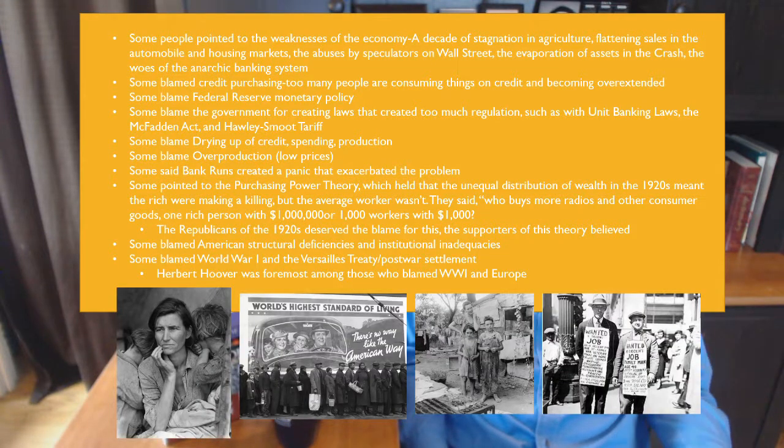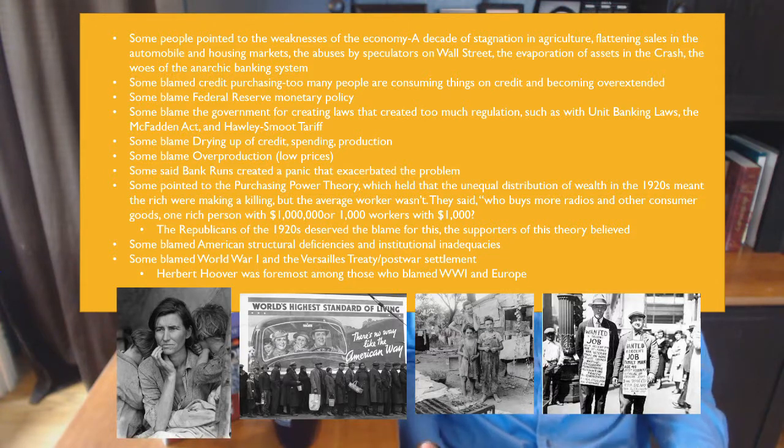Okay, so what caused the Great Depression? Before we look at FDR and how he tackled the Great Depression, let's look at some common explanations for why it happened. There's a number of standard textbook reasons. Some of these explanations are causes and some are symptoms, but sometimes symptoms can exacerbate the cause and then become causes in themselves. Some people pointed to the weakness of the economy. You had a decade of stagnation in agriculture, flattening sales in automobile and housing markets, the abuses by speculators on Wall Street, the evaporation of assets in the crash, the woes of an archaic banking system.